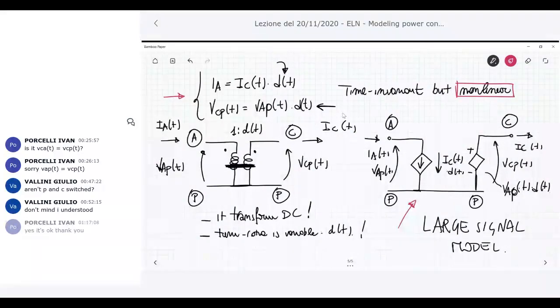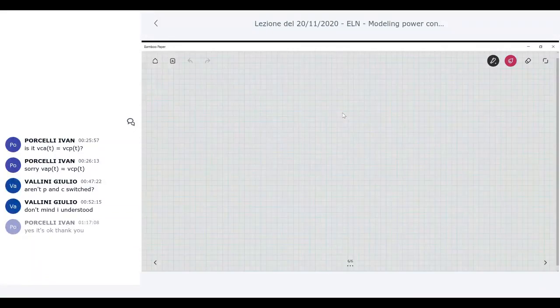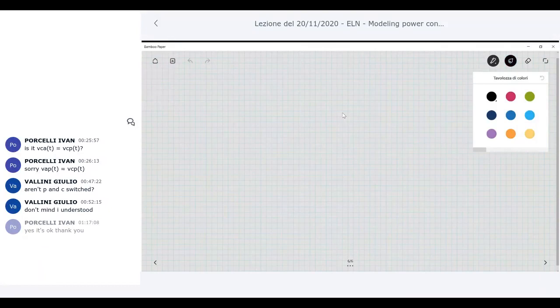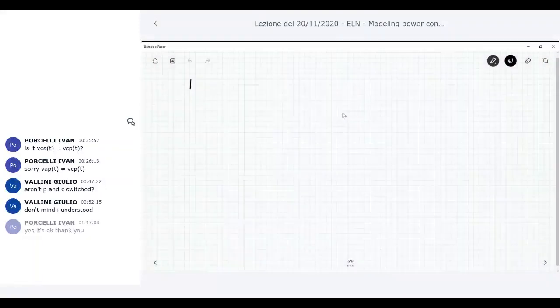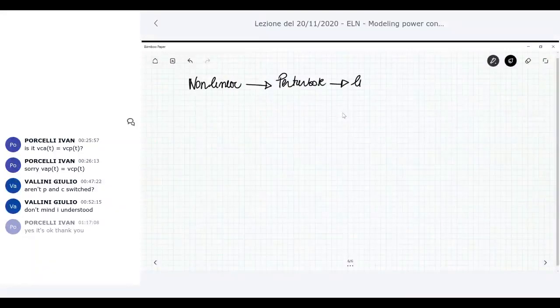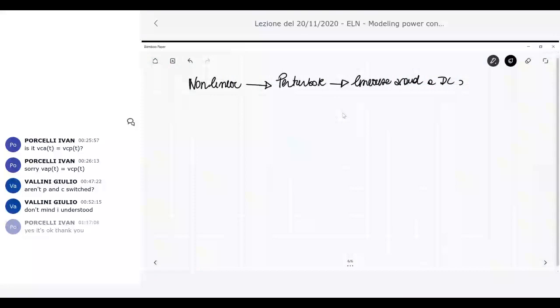If you want to do it mathematically, then you have to follow the classical process that we already know from the state space average: for a non-linear system, you have to perturb your variables, and then you have to linearize around a DC operating point.